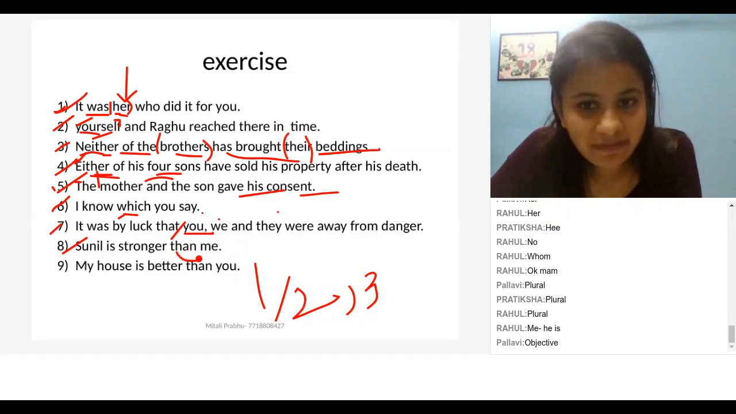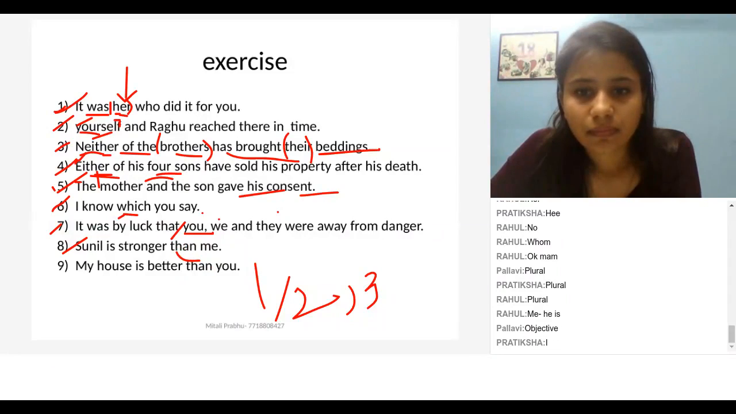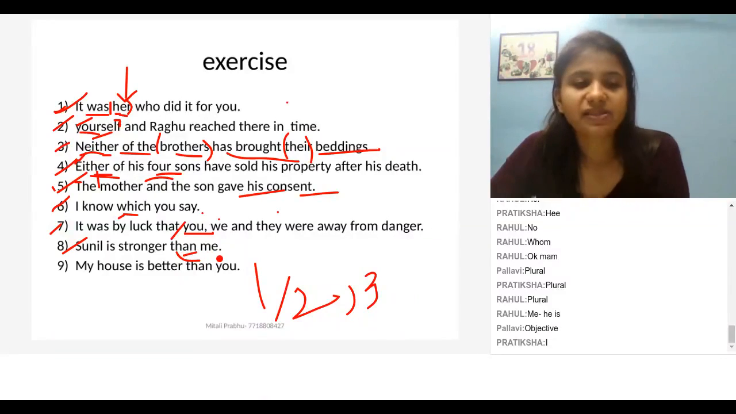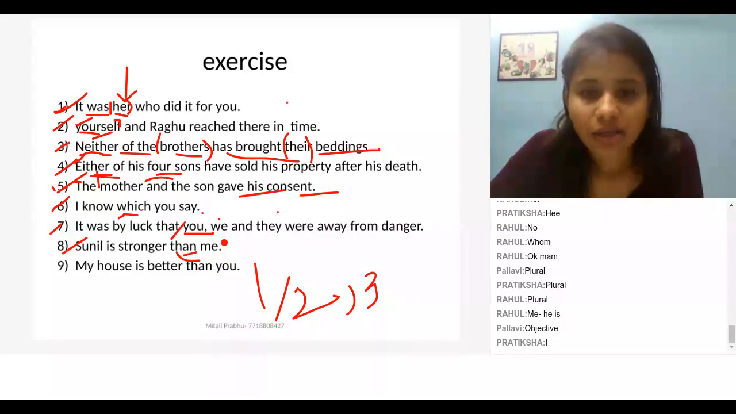After than, what do we have after than? I don't know what slide it was. Forget it. After than, we have a subject case. Okay, so we'll have an I. Sunil is stronger than I. My house is better than you. We'll have an am also here. Okay, Sunil is stronger than I am.